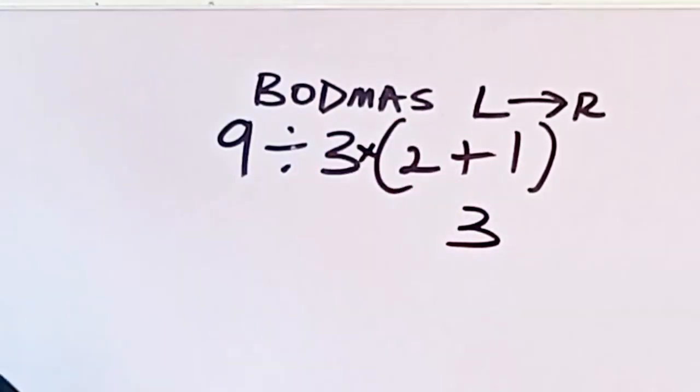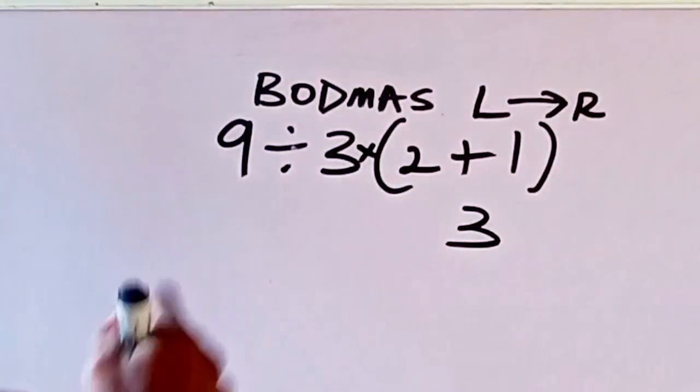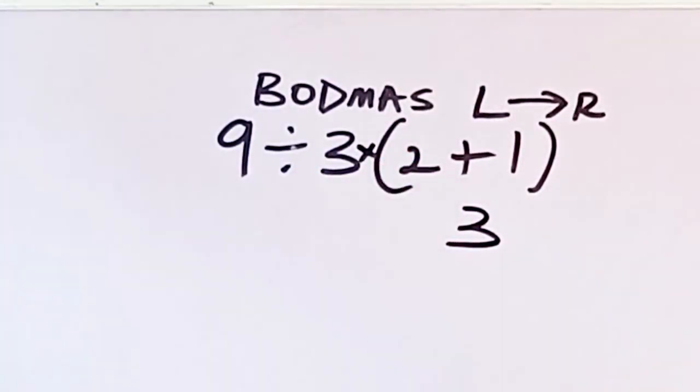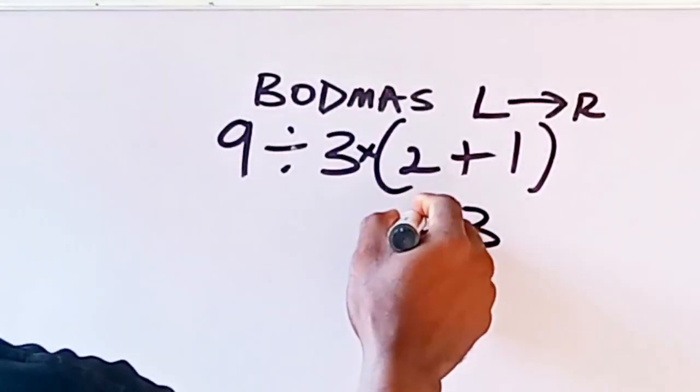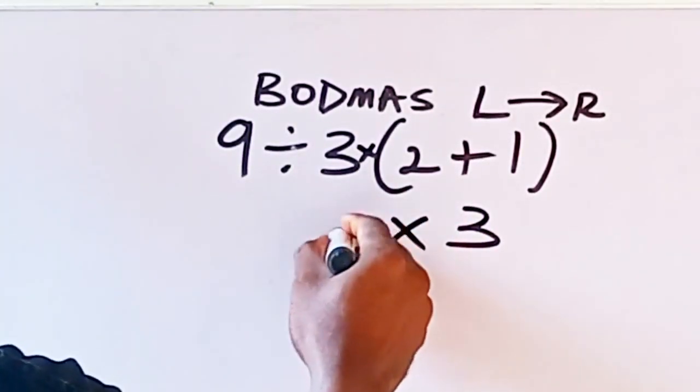Remember, there's an invisible multiplication here. Whenever a number is close to parentheses, it means that you are going to multiply. That is the rule of mathematics. So we put our multiplication here.